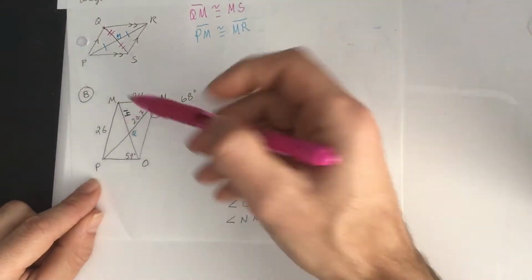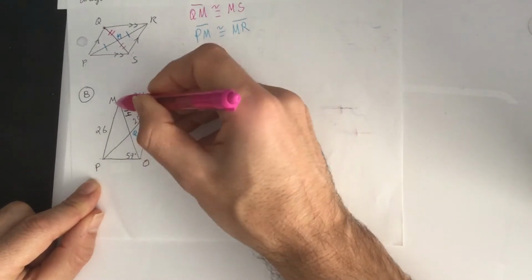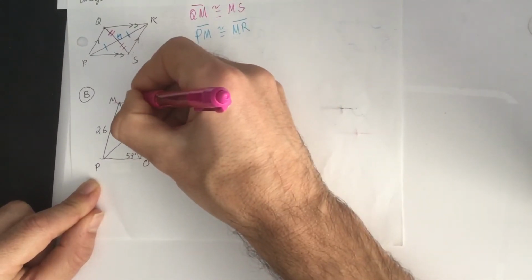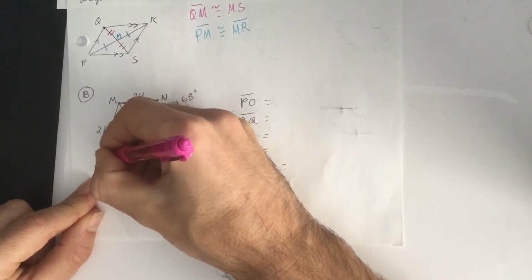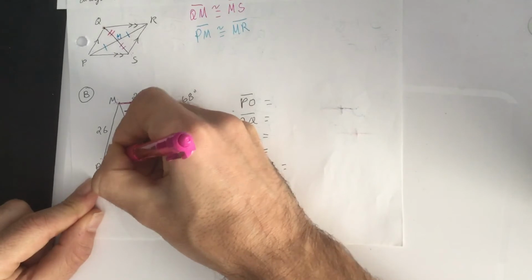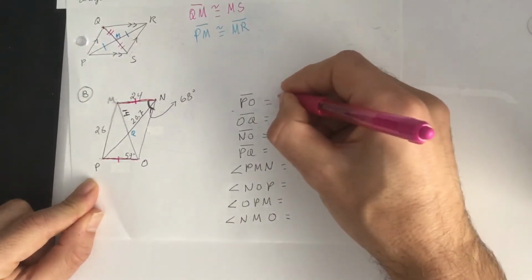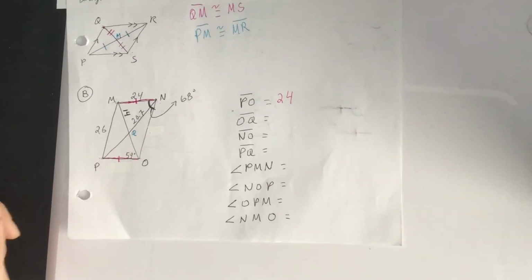Well, what we know is that MN is the same thing as PO because opposite sides of a parallelogram are congruent. So we know that this here is the same as that. So PO is going to be 24. 24 units. Okay?